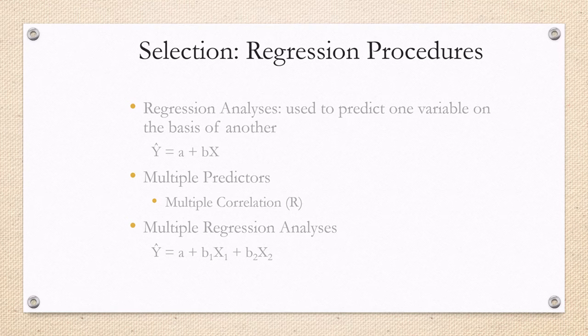So when we demonstrate this as a multiple regression equation, it looks like this, with y as the predicted criterion, b as the slope of each variable, and a is the intercept.